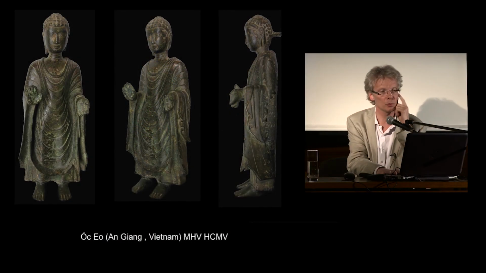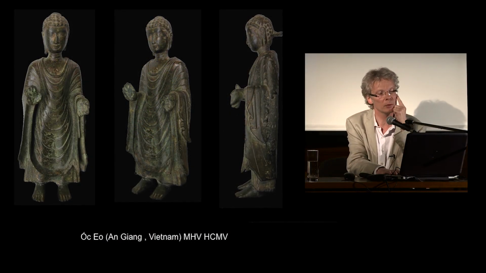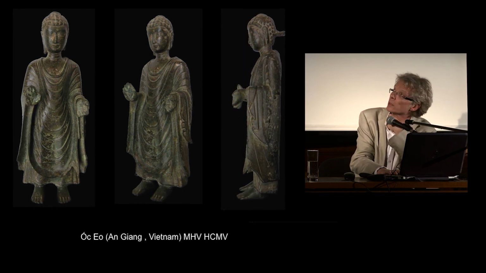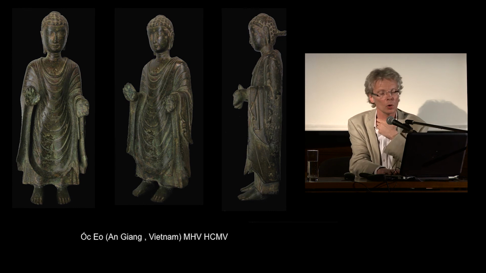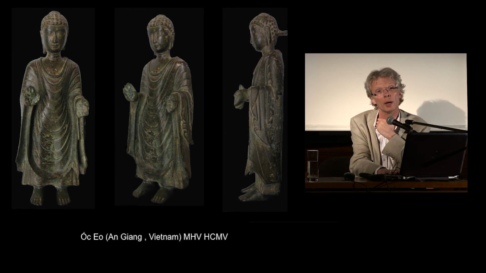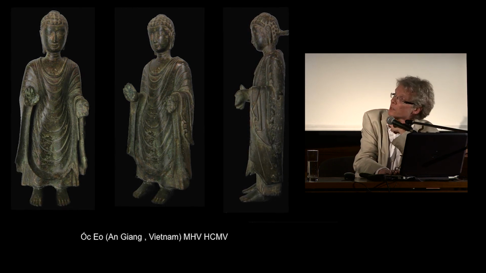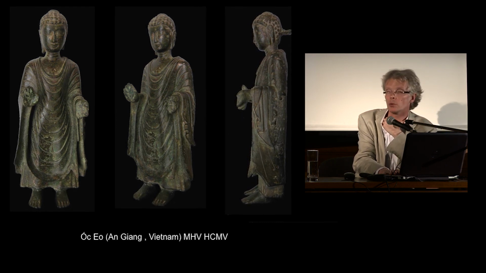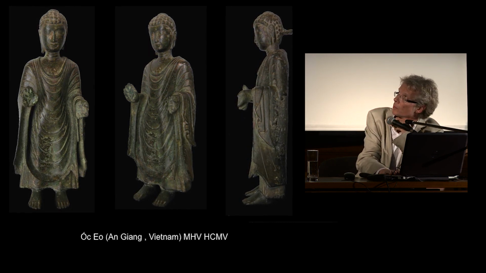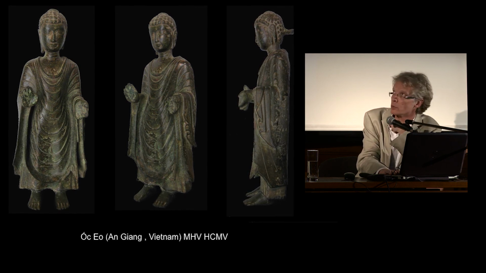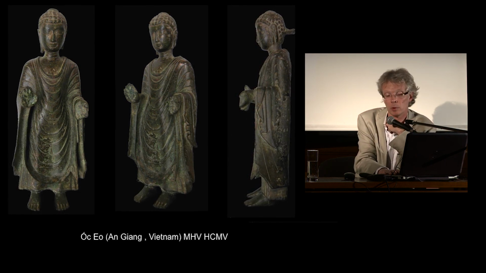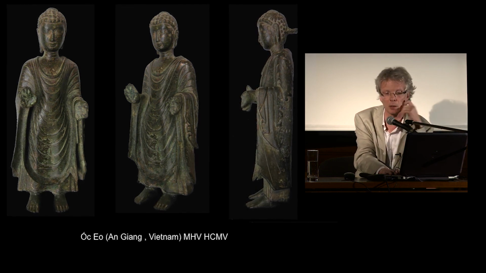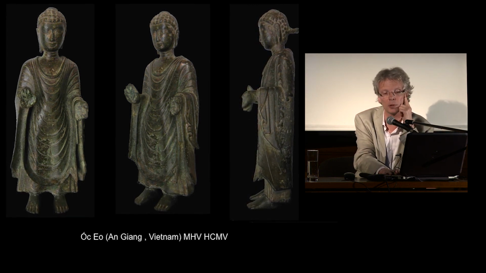Here you have a small bronze sculpture found in Oc Eo, a very important place in South Vietnam, in the Mekong Delta, which once was a Khmer city where the commercial relationships between the Malay Peninsula, South China, and India were very important. And we found this object in the 1930s.